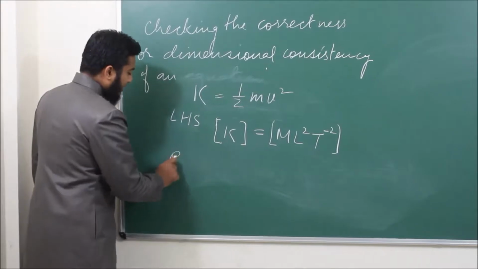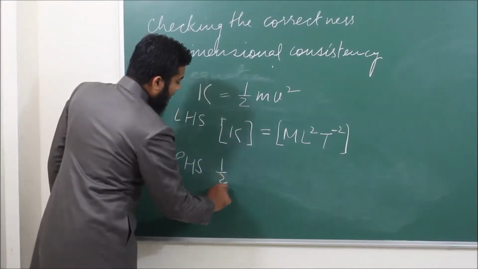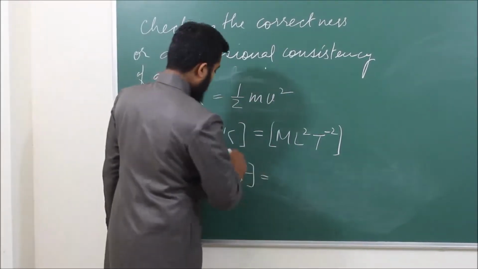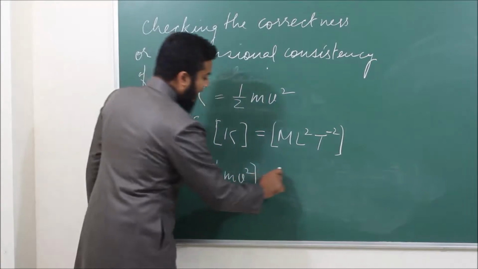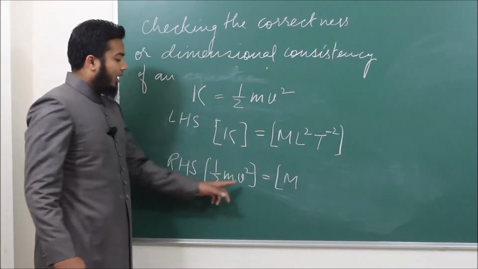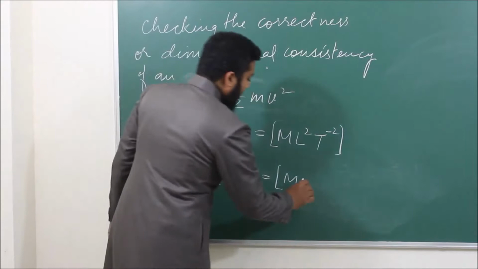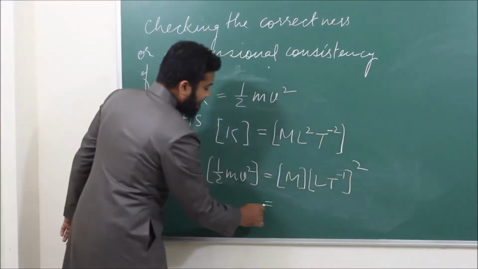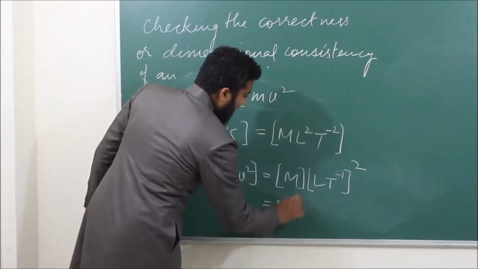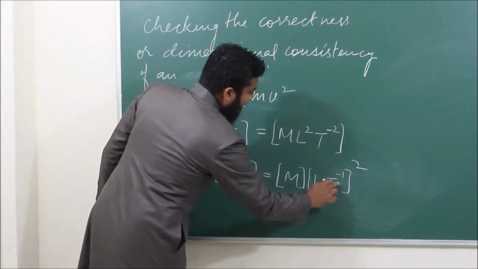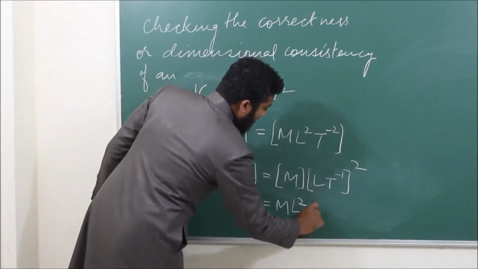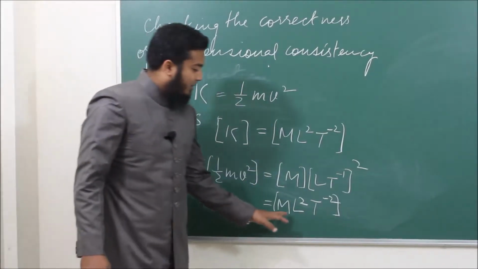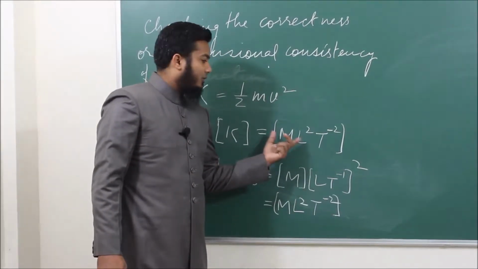And on the right hand side, the dimensional formula for half mv square: now this half will have no role, so just mass, m for mass, and speed squared. Now if I square the speed, lt minus 1 whole square. Now this is m, and here L squared, and t raised to the power minus 1 into 2 is minus 2. T raised to the power minus 2. So on the right hand side, the dimensional formula is ml squared t minus 2, which is the same as the dimensional formula on the left hand side.